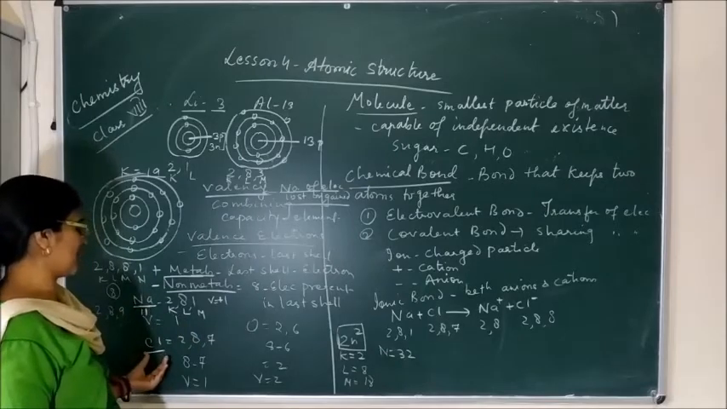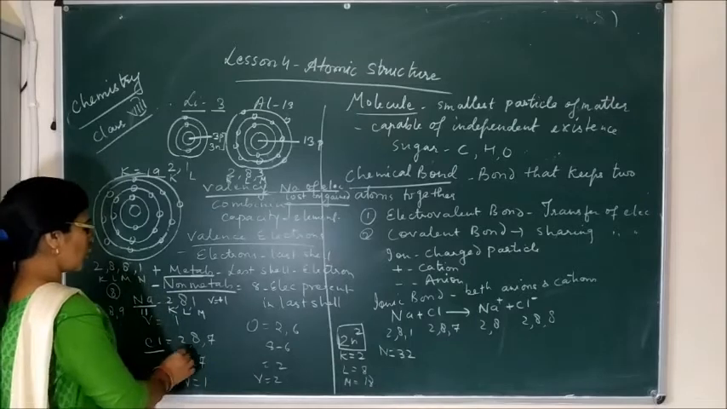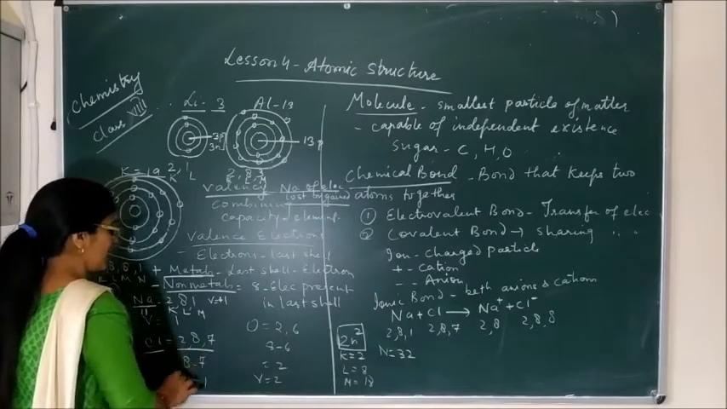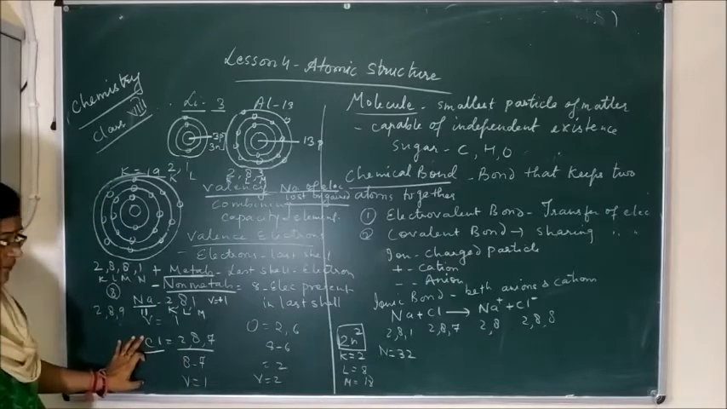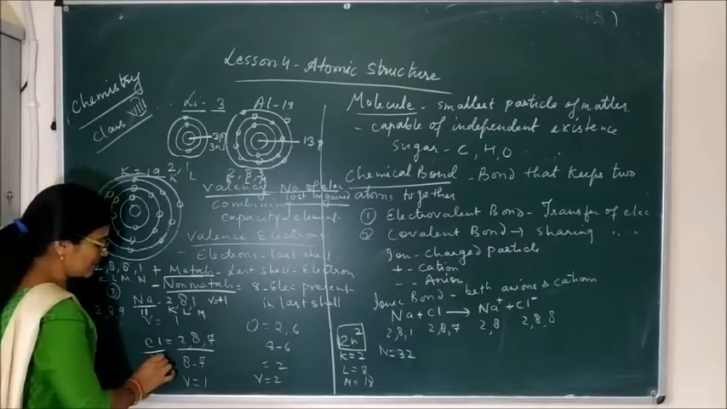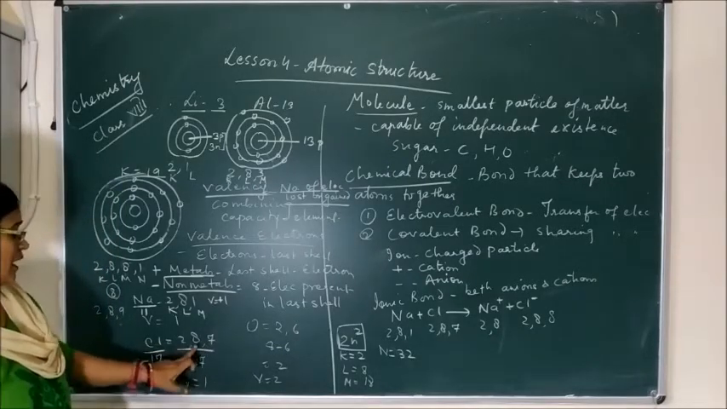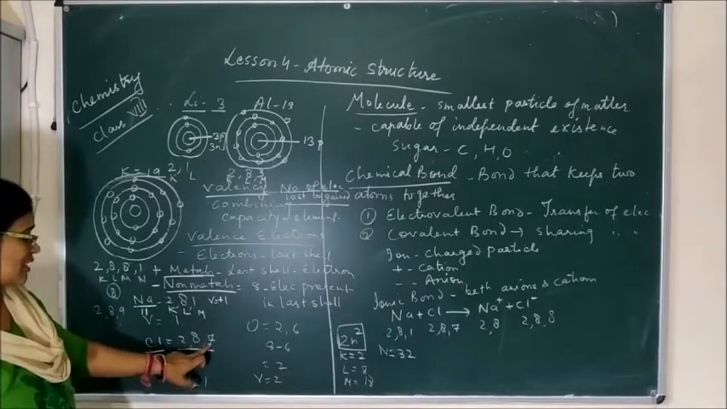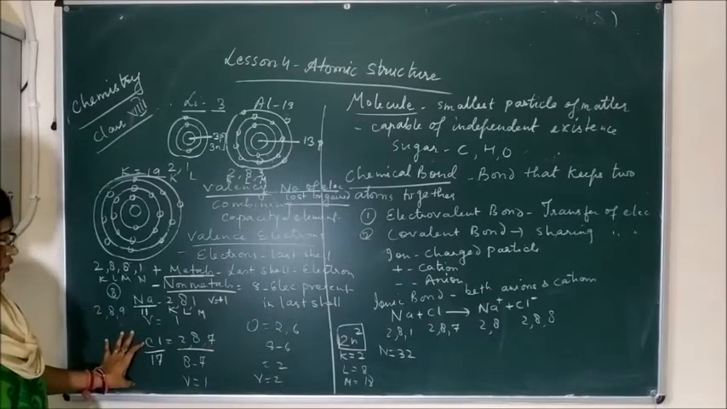But in the non-metal, if we consider, then it can be derived not by the last shell, but by... first let's take the example, then you can understand better. Like chlorine. Chlorine is a non-metal, its atomic number is 17 and its electronic configuration is 2,8,7. Means last shell, how many electrons are there? 7 electrons. So how can we calculate the valency of the non-metal?